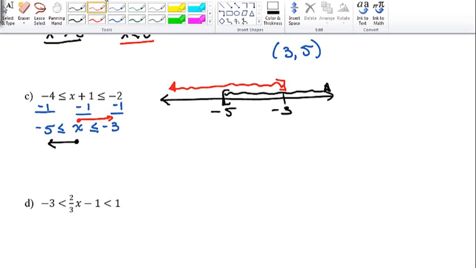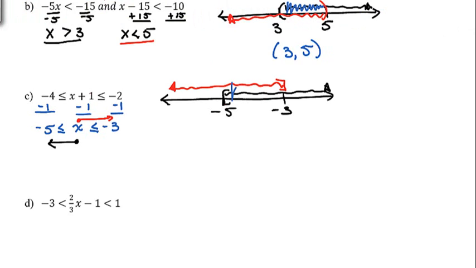And again, you want the intersection. And so it's everything between negative 5 and negative 3 where we intersected. Negative 5 and negative 3. Square brackets are because we have the equal signs.